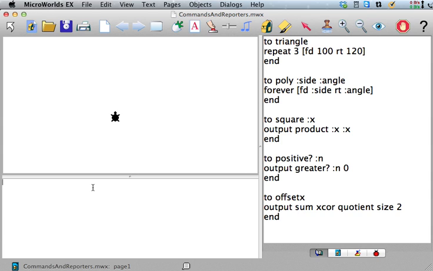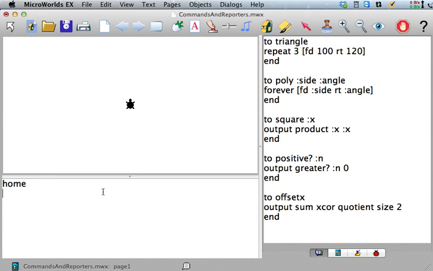Then, starting with the primitive procedures, we started comparing commands and reporters. And we saw that, for example, home is a command. We know that home is a command because we can type home in the command center as the first word on the line, and the command gets executed with no errors.